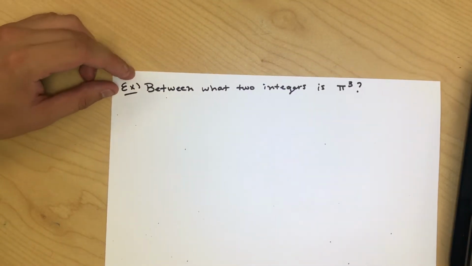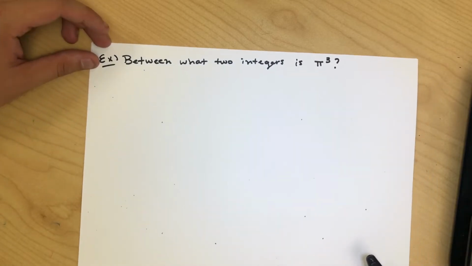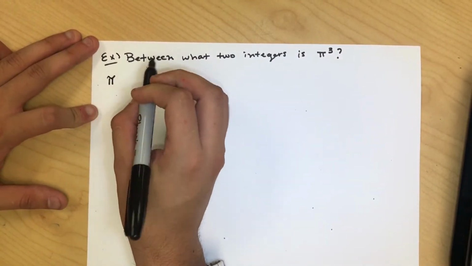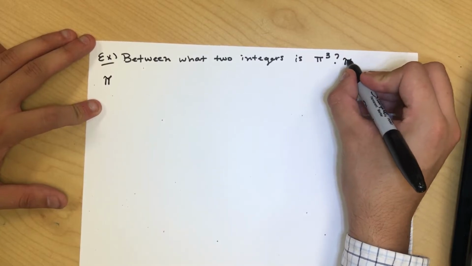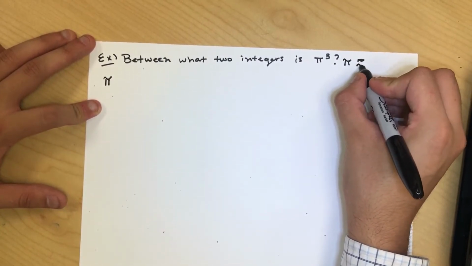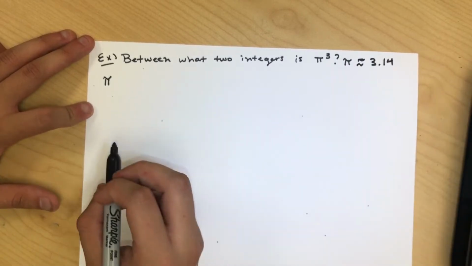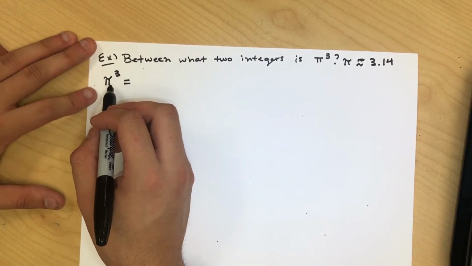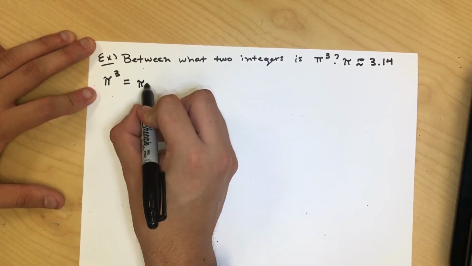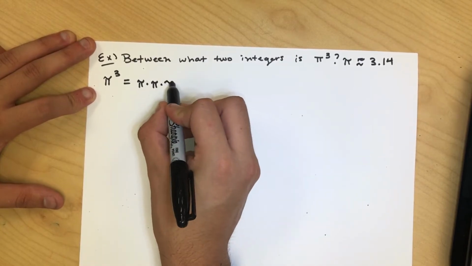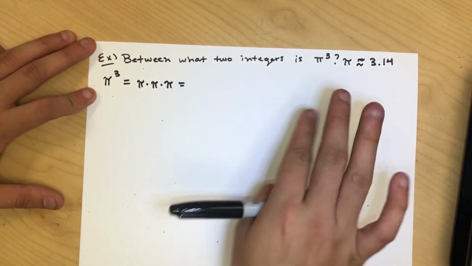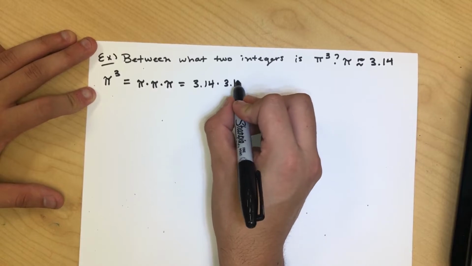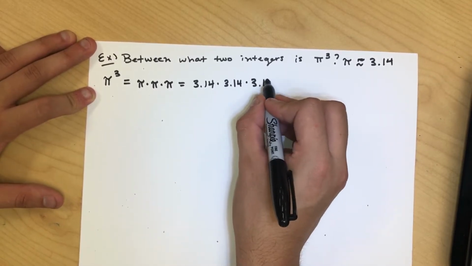Okay. And finally, we can look at this example right here. This example is asking us between what two integers is pi cubed. Well, for this one, it helps to know pi, and you're actually given pi. Let's say they tell you that pi is approximately 3.14. Okay, so that means pi cubed, right? If you've been working with cubes, you know that pi cubed, pi to the third power, is pi times pi times pi. Okay, which in numbers approximately is 3.14 times 3.14 times 3.14.